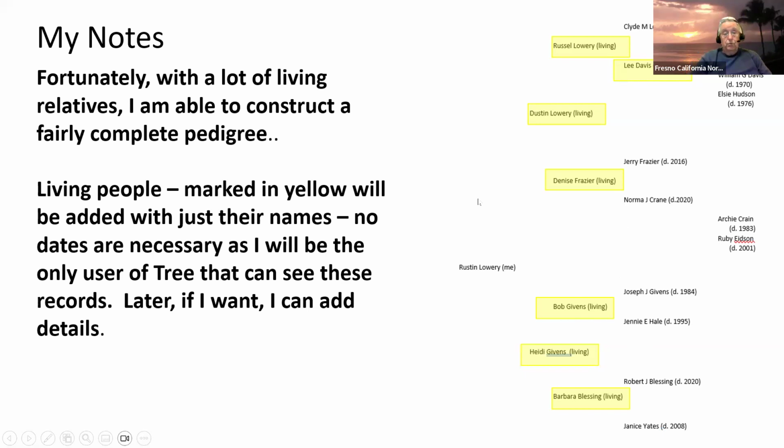So what we need to do, if we remember that little chart, is start with ourselves, then add the living. So we're going to go in and add the living, which is going to be easy. We're just going to put their names in. Don't need dates and places, anything like that, because only the person that's running Rustin's account can see these names.